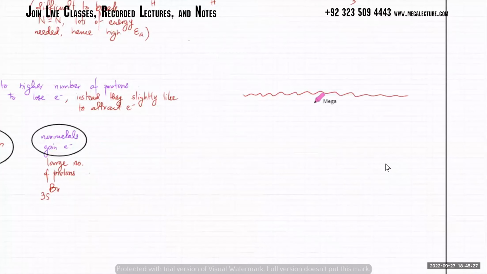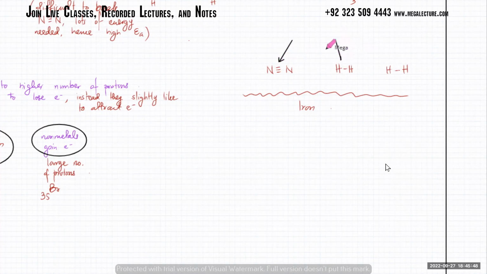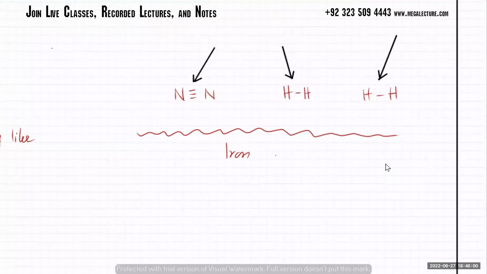Here's your iron. If the N triple bond N molecule comes very close to it, and the H2 molecule comes very close to it, breaking the H2 bond wasn't that big an issue anyway, right? So you've got these molecules coming in, and they're striking the iron catalyst.